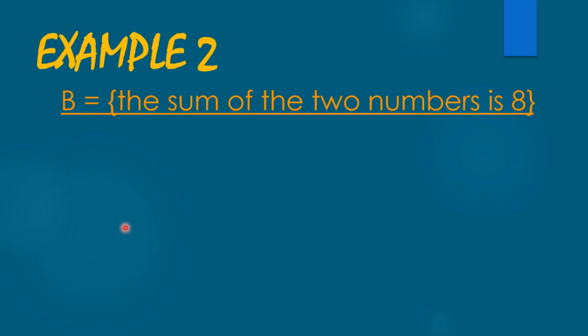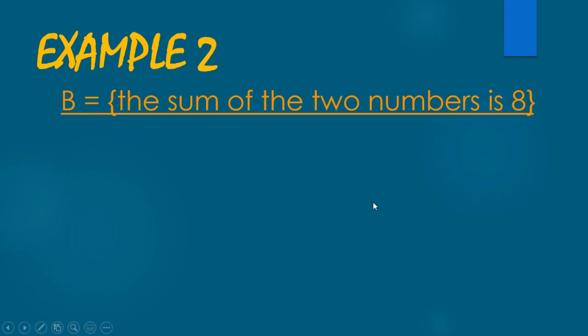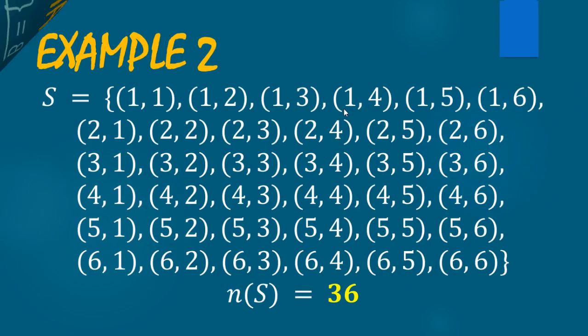Next is the event B: the sum of the two numbers is 8. Given again the sample space, if we're going to take the sum of the two numbers is 8, we'll have 2 6 because 2 plus 6 is equal to 8. We also have 3 5, 4 4, 5 3, and 6 2. So we have a total of 5.